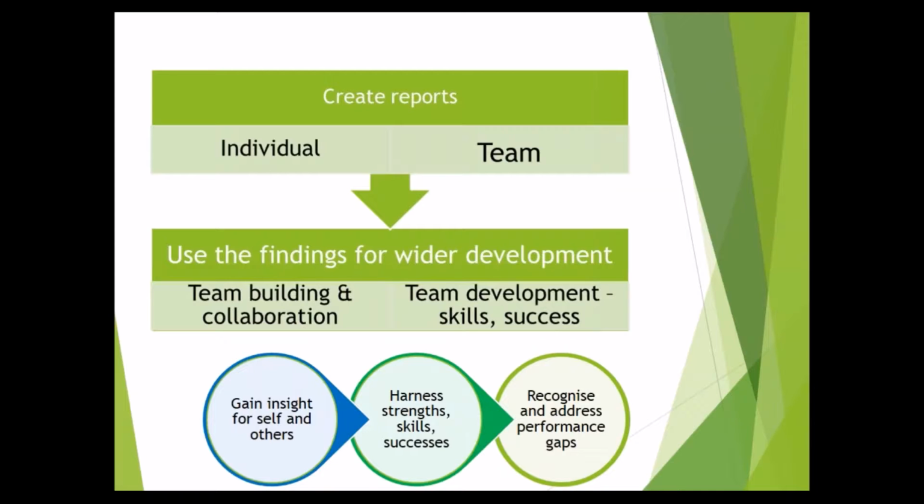These reports are really, really interesting, especially when we have a lot of quantitative and qualitative data. But most importantly, although the report is great, what we want to do is know what the consequence of doing this 360 is going to be moving forward. So here I've written using the findings for wider development. And two examples of this might be that we want to look at team building collaboration. So looking at different people and the perceptions of each individual and building it all together so that we can work more effectively as a team.